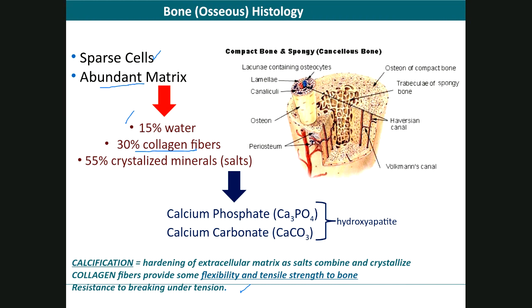55% of bone is crystallized minerals, which includes calcium phosphate and calcium carbonate. Often, these are the minerals that we need for the functions of our body. So these are the minerals we break down through a process called resorption. When we hear the term calcification, it means the hardening of this extracellular matrix, allowing these minerals to crystallize.